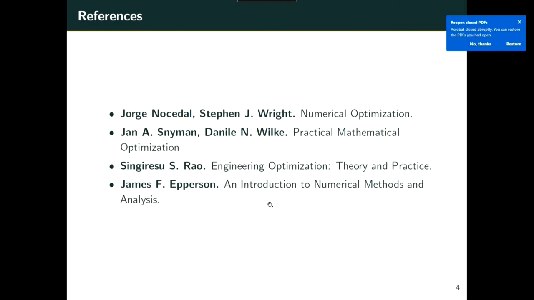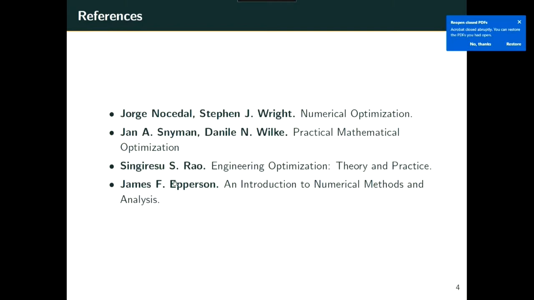Okay, so the books. First, this Nocedal and Wright, this numerical optimization book. You can call it the Bible of numerical optimization. But the thing is, it's mathematically heavy, and I was finding it very difficult to understand the basic stuff when I was starting out with optimization. What helped me in that situation was this book by Snyman and Wilke. It's also mathematically rigorous, but not like Nocedal and Wright. It really helps you get the basics. If you are a novice, if you're trying to start from zero, start with Snyman and Wilke.